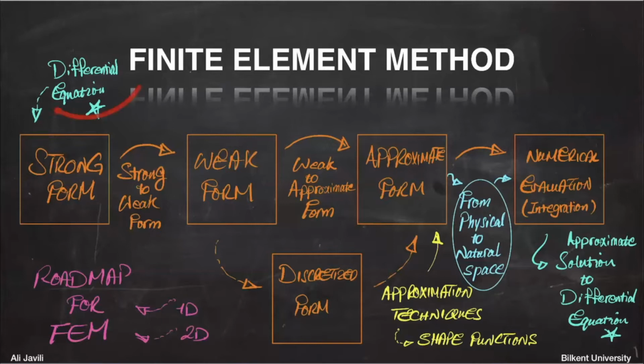We started with a differential equation that was a strong form. We went to the weak form. We talked about discretization. We went from weak form to approximate form using shape functions, and then we went from physical space to natural space also. And then we had numerical integration using Gauss quadrature rule. Okay, so this is basically what we have done.